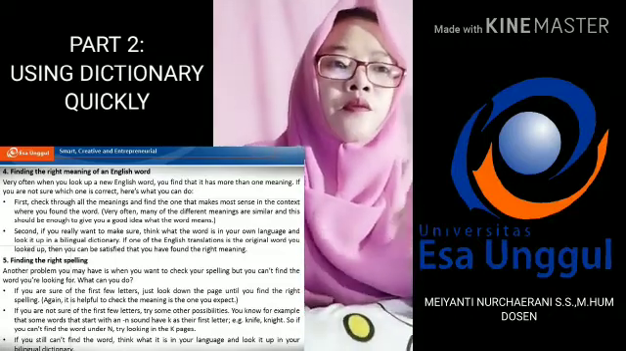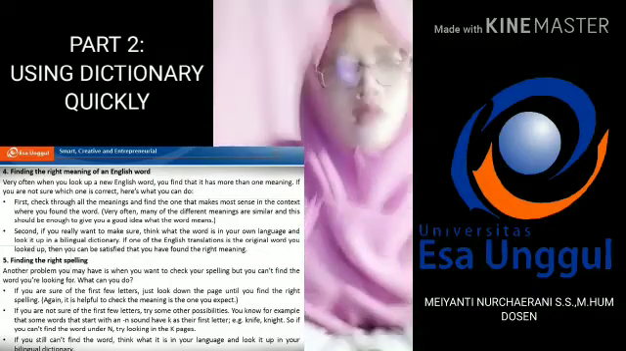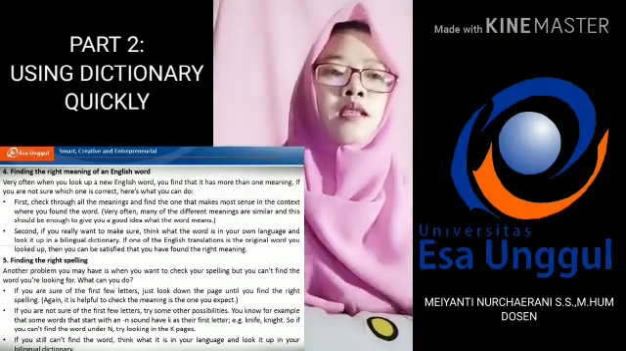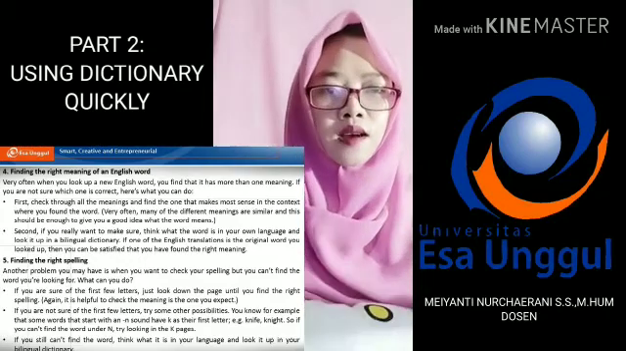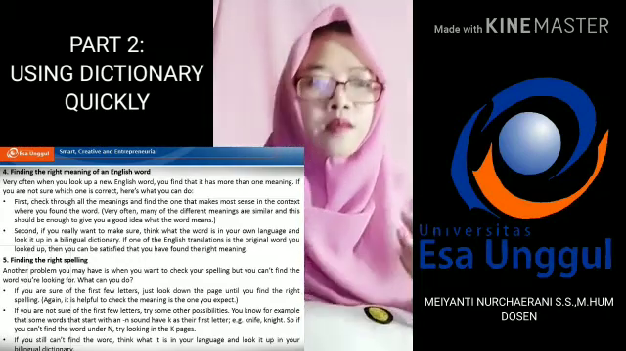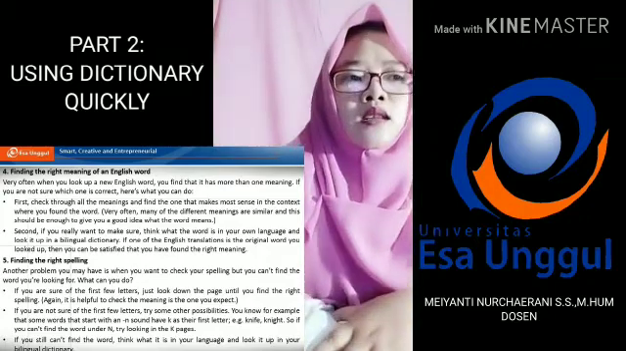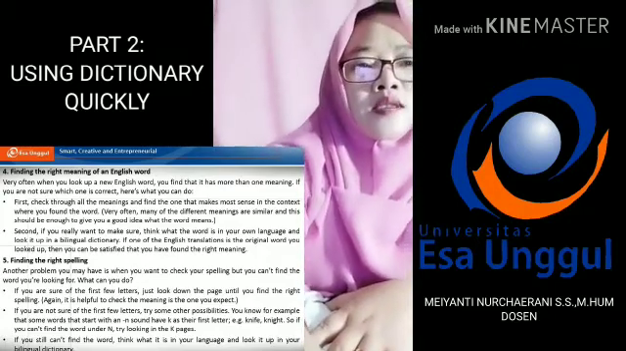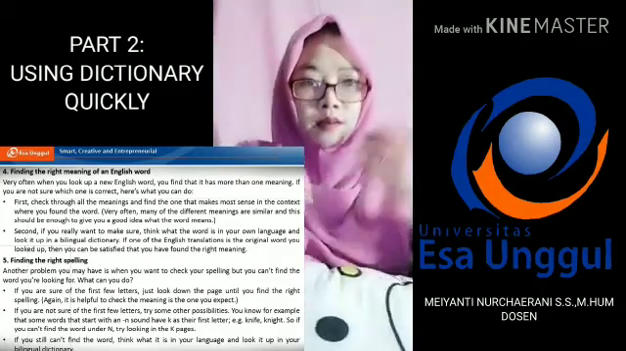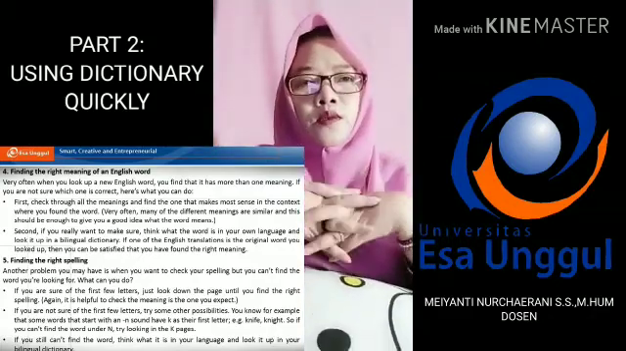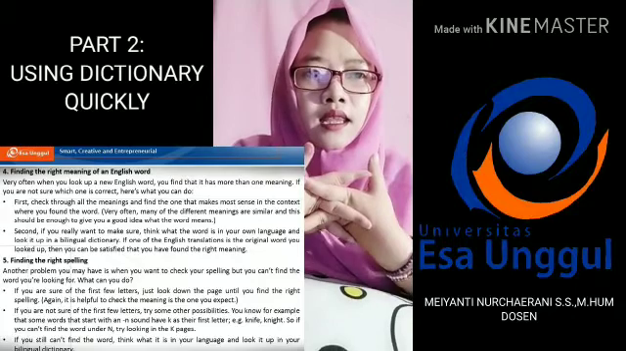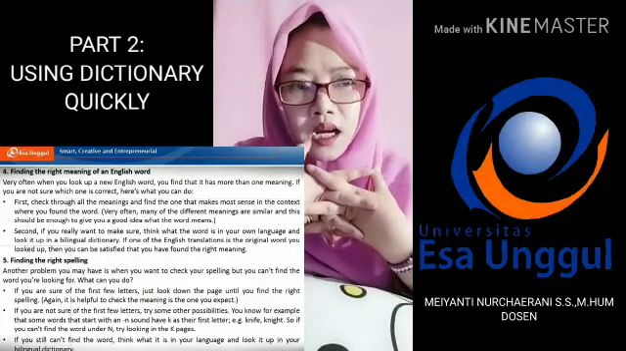And then the first one is, check through all the meanings and find the one that makes more sense in the context where you found the word. Very often, many of the different meanings are similar, and this should be enough to give you a good idea what the word means.